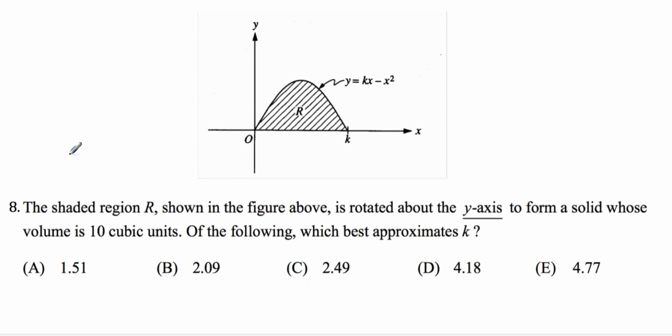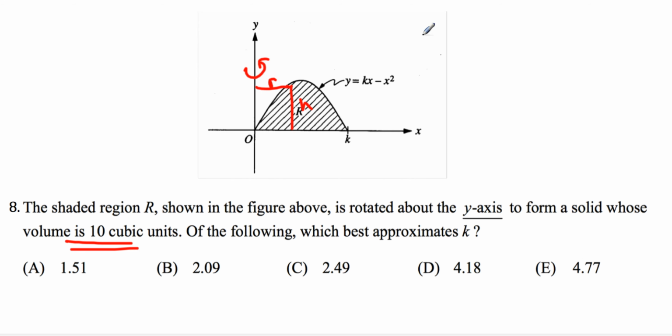All right, let us look at number 8 here together. If the shaded region is rotated about the y-axis to form the solid whose volume is 10 cubic meters, they already gave us the volume of the solid, and the best approximation of k is what we want. Then, since it's rotating about this way, we can use the shell method, given that this is the h and this is equal to r.